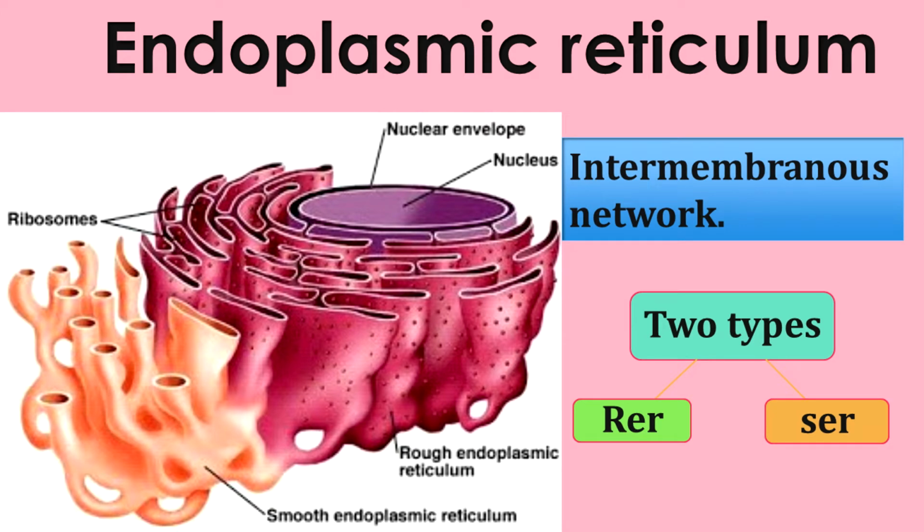And now we are going to learn about endoplasmic reticulum. This endoplasmic reticulum lies between the plasma membrane and the nuclear membrane in the cytoplasm. It looks like a network. It is made up of flat or tubular sacs. And this endoplasmic reticulum is of two types, rough endoplasmic reticulum and the smooth endoplasmic reticulum.